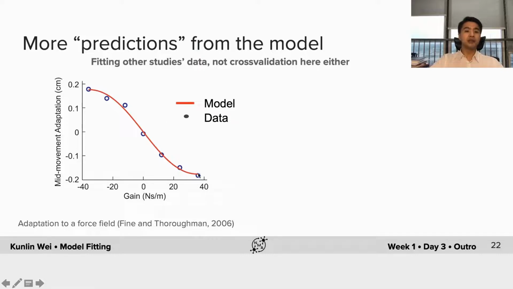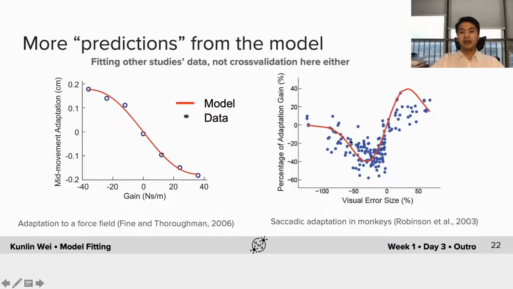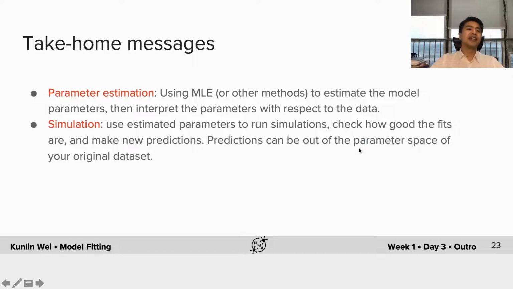I fit the model to other people's data from other people's studies. This is one study, a human study, to see how people adapt to force field. Instead of adapting to visual errors, that's my experiment, people adapt to force fields, and they observe the same sigmoid learning function, and my model can fit that data. This is a data set from a monkey experiment, how monkeys adapt the eye movement to visual perturbations. Their data also shows a nonlinear learning curve, a sigmoid shape, and my model can also predict that. And this is also not cross-validation, it's simply my model making new predictions which fit the data from other people's study.